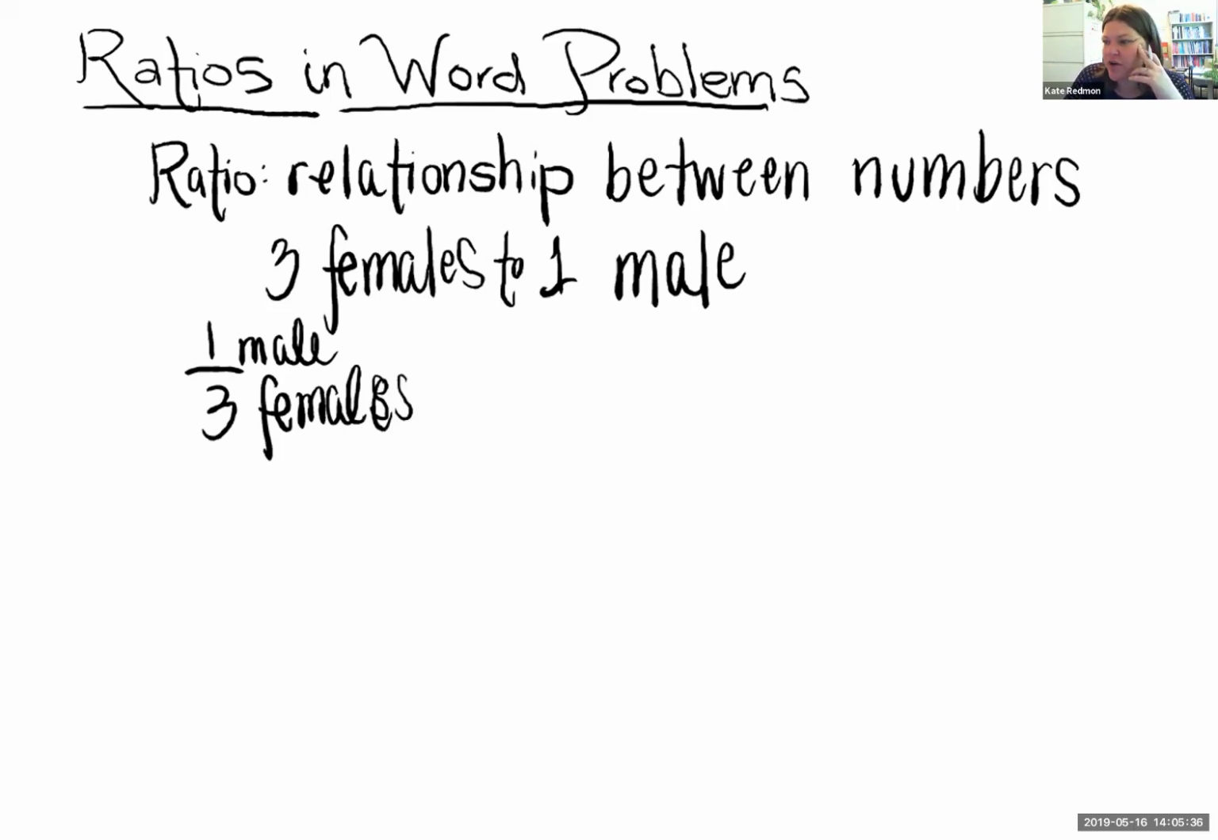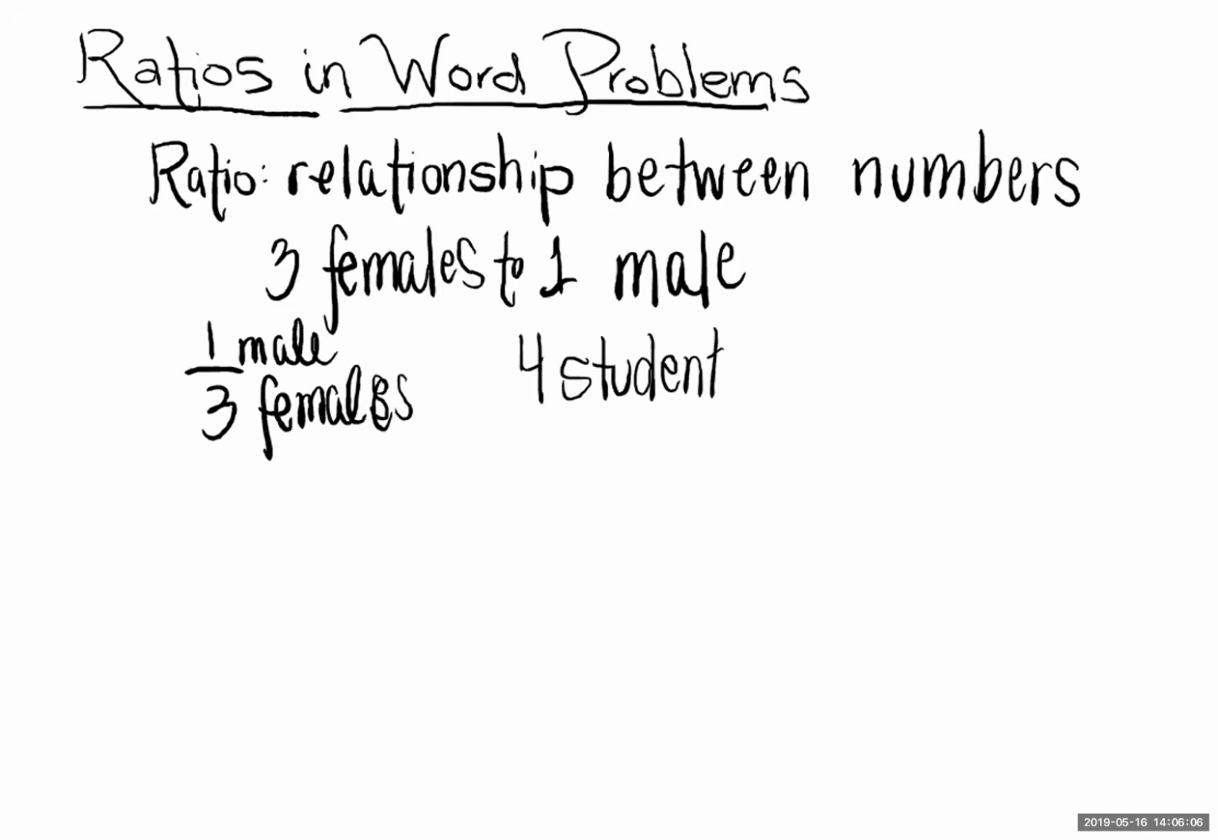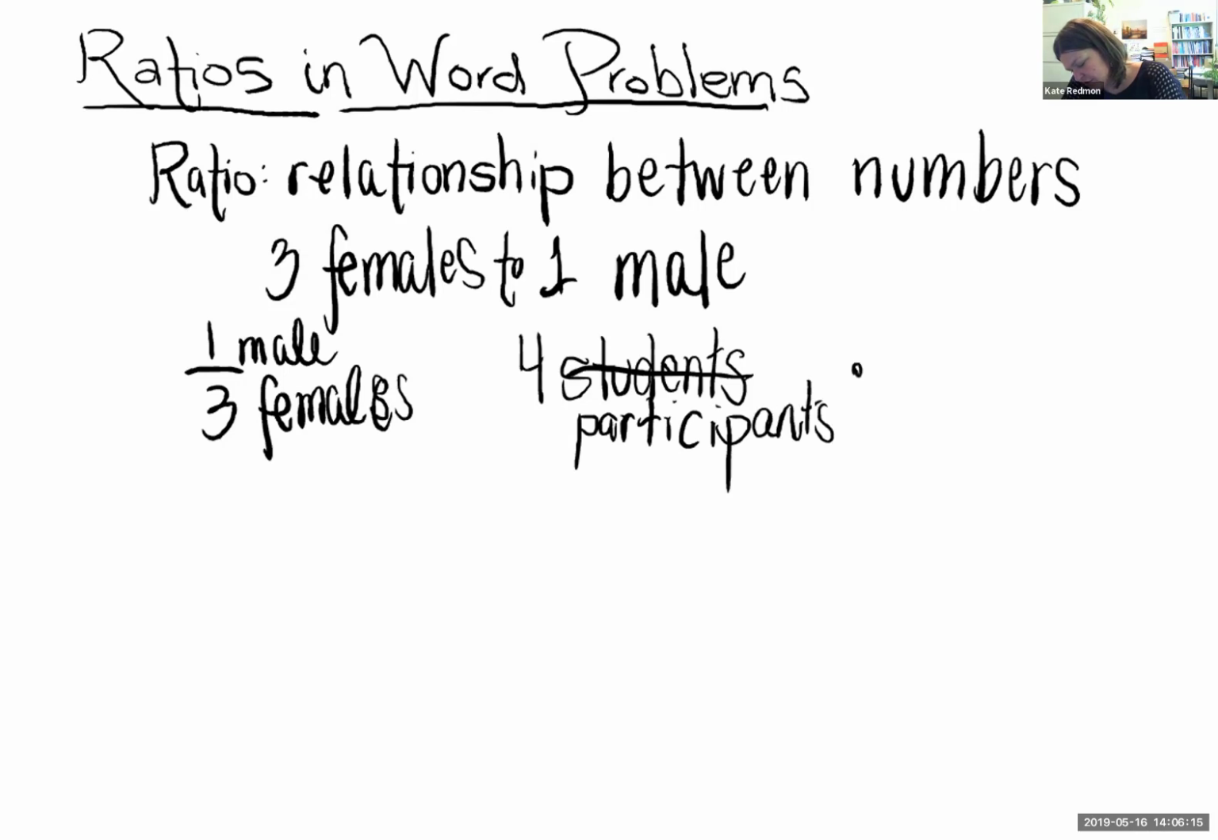That's not the only fraction I could use to express this relationship. There's other ones, and there's other types of numbers as well. Can anybody think of another way that we could express this relationship? It will be 4/3. So 4 students, I guess you're saying then. Do I count as a student? Maybe we should say participants. I'm not really a student, am I? So 4 participants to 3 females. Sure, I could say that.